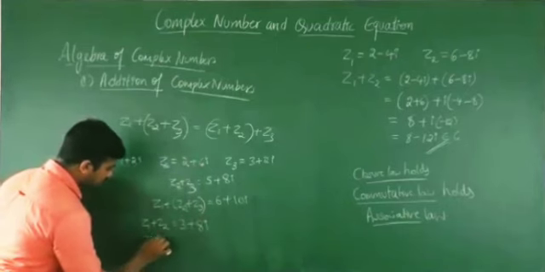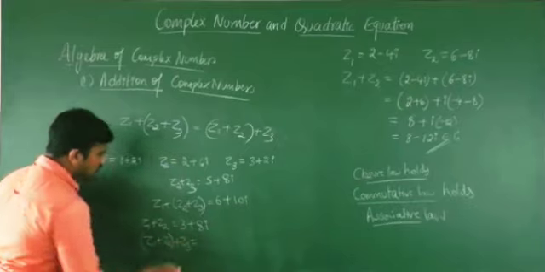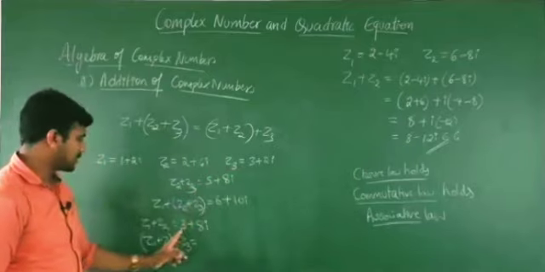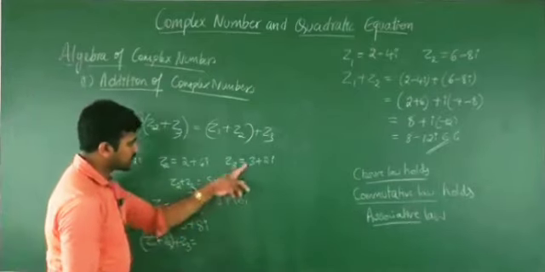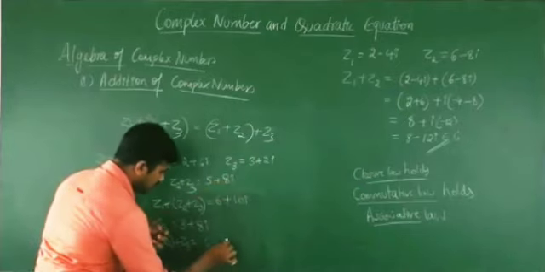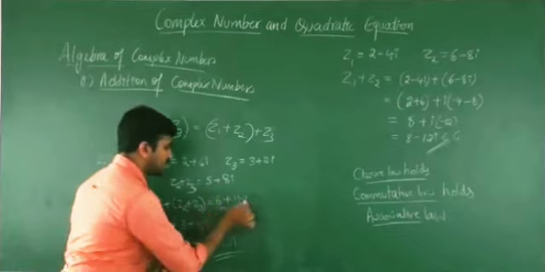What is z1 + (z2 + z3)? z2 plus z3 already got. Now add z1 with that. Okay, so we'll get 3 plus 3, 6. 8 plus 2, 10. Okay, 6 plus 10, 9. Here what you got? 6 plus 10, 9.